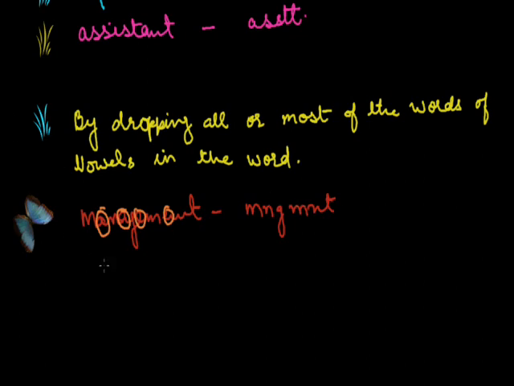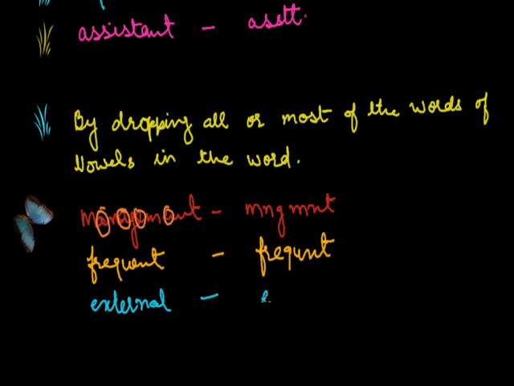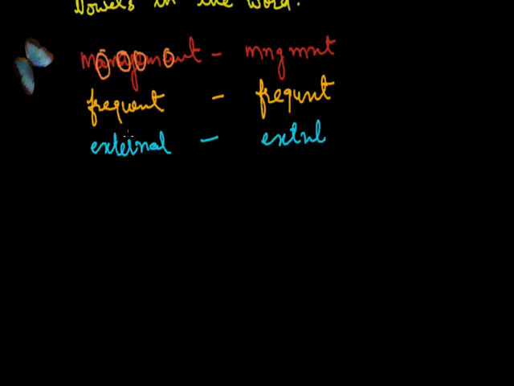The second one is frequent. In this word I will not remove all the vowels, so I'll write FREQNT, deleting only one E. And last but not the least, external. I'll write EXTNL, removing the E and A vowels.